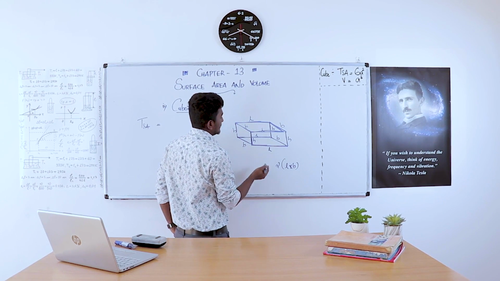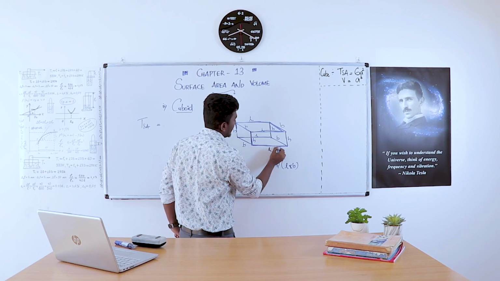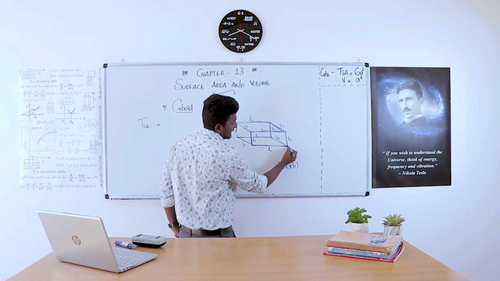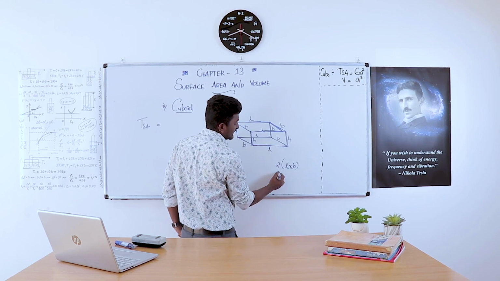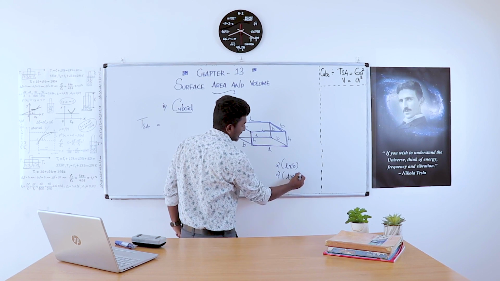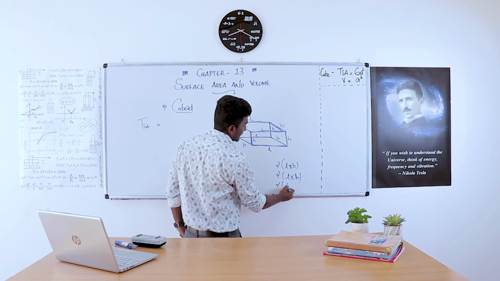Clear? So now I am considering the front and back side. This is the front. The length is L and the height is H. The back side is the same, so 2 into L into H. Clear? And when we consider the left and right sides, it is 2 into B into H.